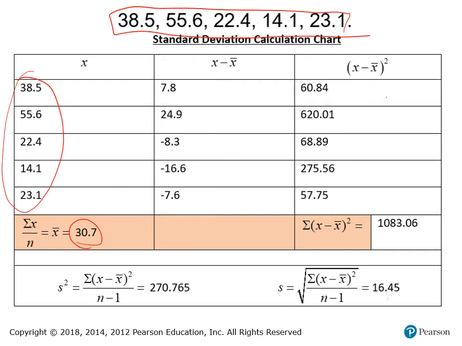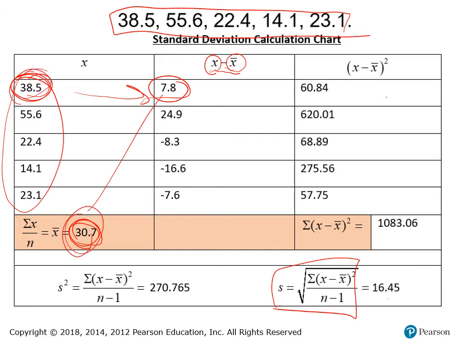So then the next thing we want to do is calculate x minus x bar. That's going to be part of the formula that we need. Remember, here's the formula we're working with. And so x minus x bar means take a data value and subtract the mean from it. So here's a data value. Here's the mean. So if I did 38.5 minus 30.7, I would get 7.8. Okay, that's x minus x bar gives me this. And then I'm going to do it for 55.6 minus the mean, and I get 24.9. 22.4 minus the mean, I get negative 8.3, etc.